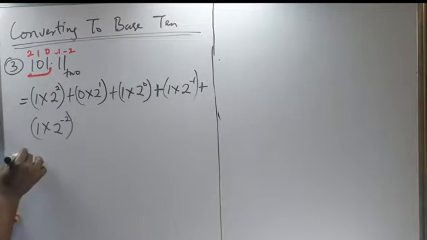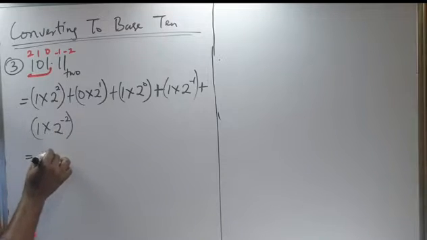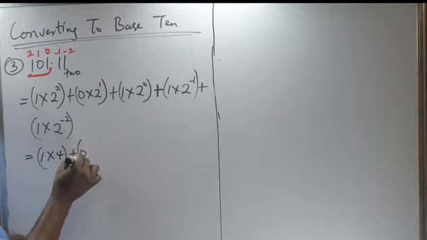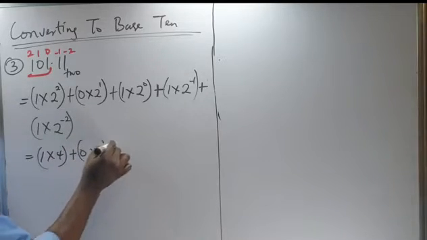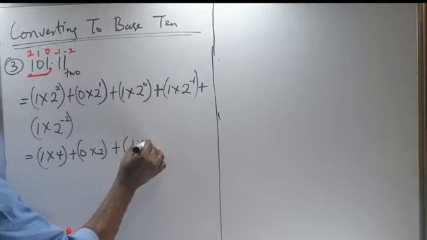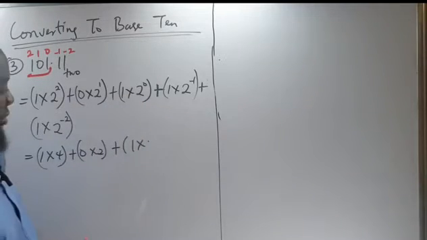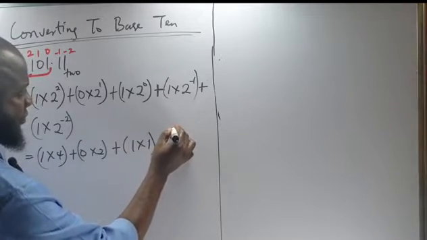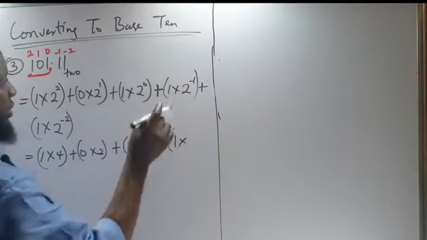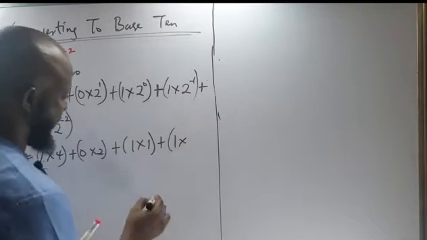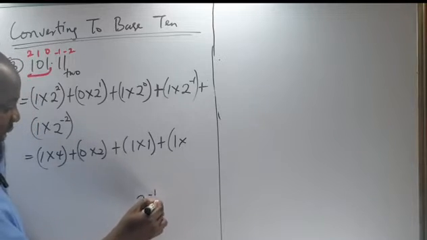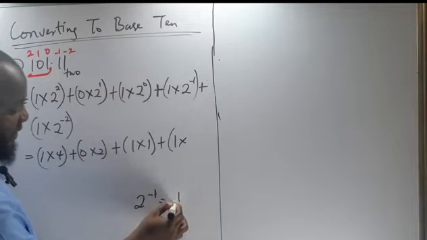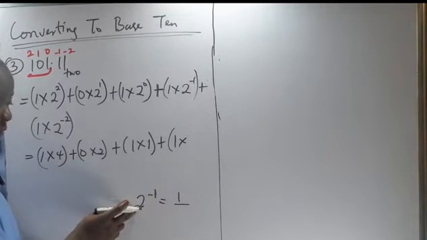Hope I'm making sense. So the next stage, we open this: 1 multiplied by 4, plus 0 multiplied by 2, plus 1 multiplied by, anything raised by 0 is what? 1. 1 multiplied by 1, plus 1 multiplied by this 2 raised by minus 1. Please take note of this, 2 raised by minus 1 here. I want to change this. So what I'm going to do here is this. This minus 1 will change to what? 1 divided by the number, the base, which is what?